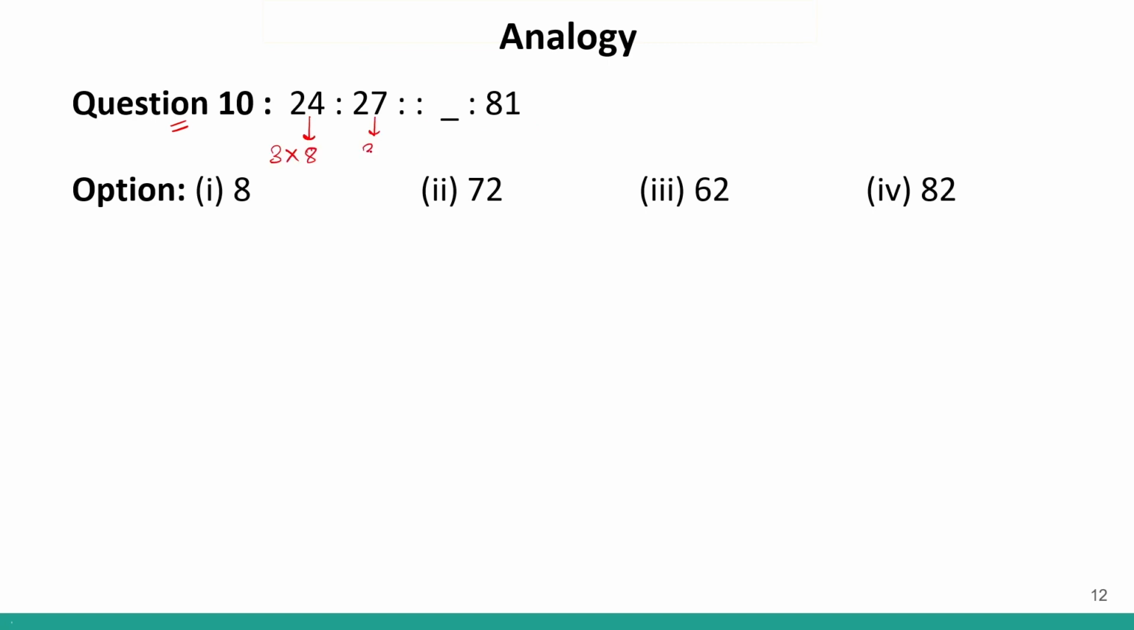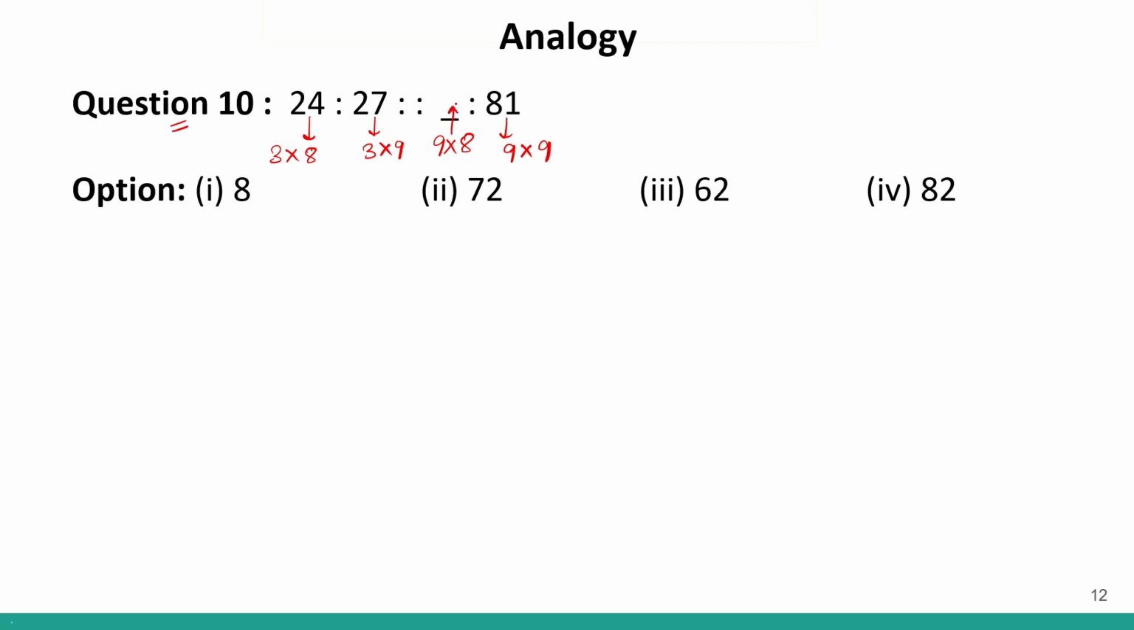And 27 can be written as 3 into 9. Correct? This can be written as 3 into 8 and this can be written as 3 into 9. This can be written as 9 into 9. So over here we have 3 common multiplication by 8, 3 common multiplication by 9. So now we will have 9 common multiplication by 8 and 9 common multiplication by 9.